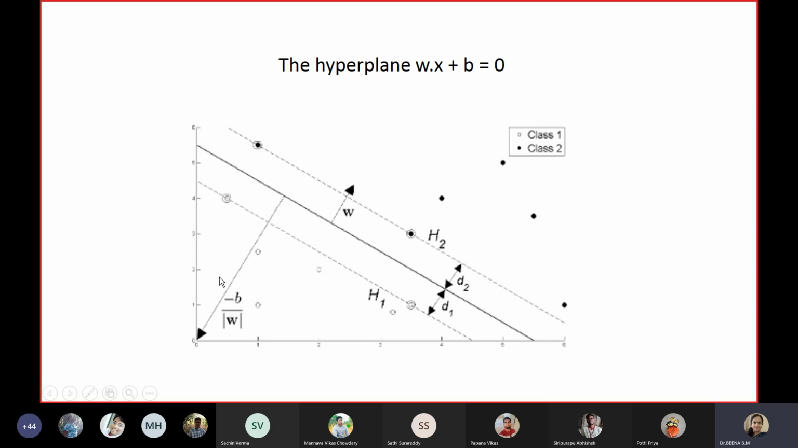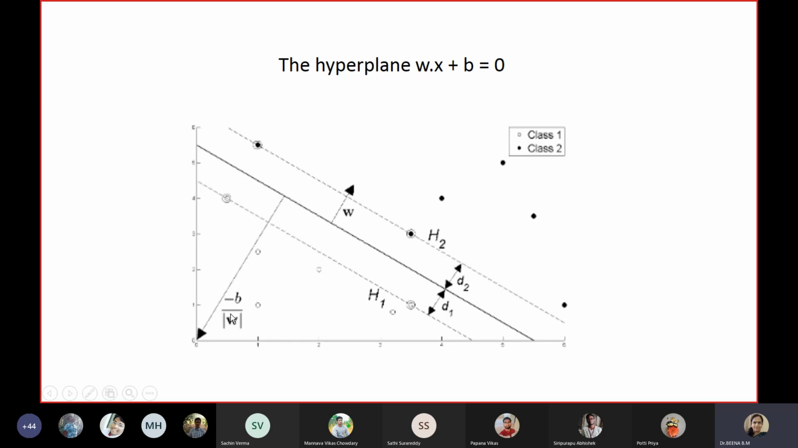These are class 1 points, and these are class 2 points. Now here H2 is the hyperplane which is above the line, and H1 is the hyperplane which is below the line. So see how the distance between the hyperplane and H2 is denoted as D2, and the distance between the hyperplane and H1 is denoted as D1.